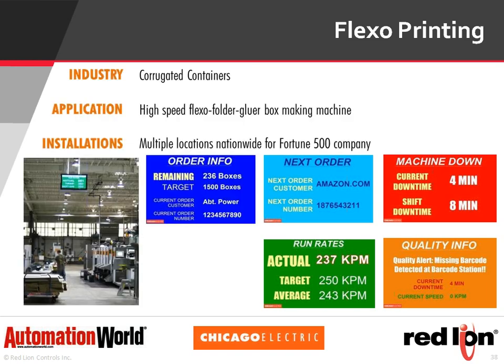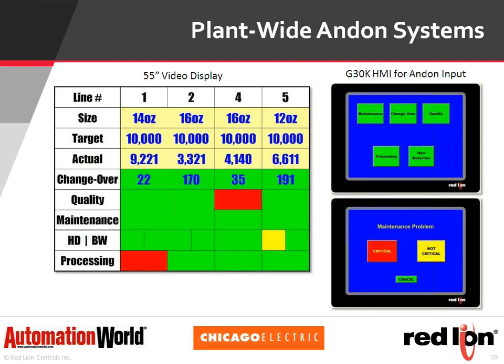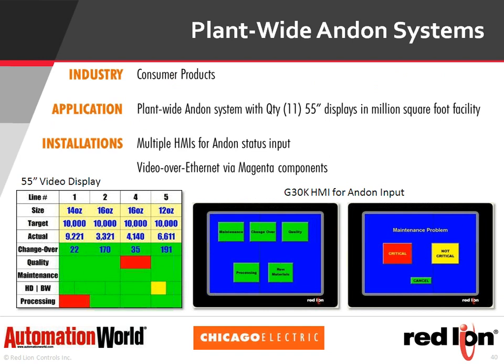The next example is a classic Andon system. This was a greenfield consumer products plant in Pennsylvania. This is a 1 million square foot facility. They put in 11 55-inch displays all over the plant to display real-time Andon conditions. So the screen on the left was pretty much the permanent Andon screen, and the values, the red and yellow and green boxes, would change based on real-time conditions.